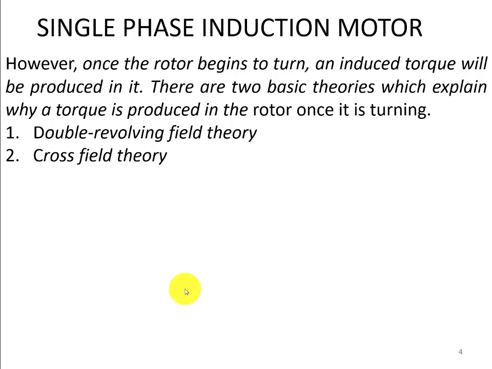what will be the consequence if, by some means, we rotate the motor near the synchronous speed or near the speed where it can rotate in the machine. So we will have these two different theories, double revolving field theory and cross field theory. Let's look at them one by one.